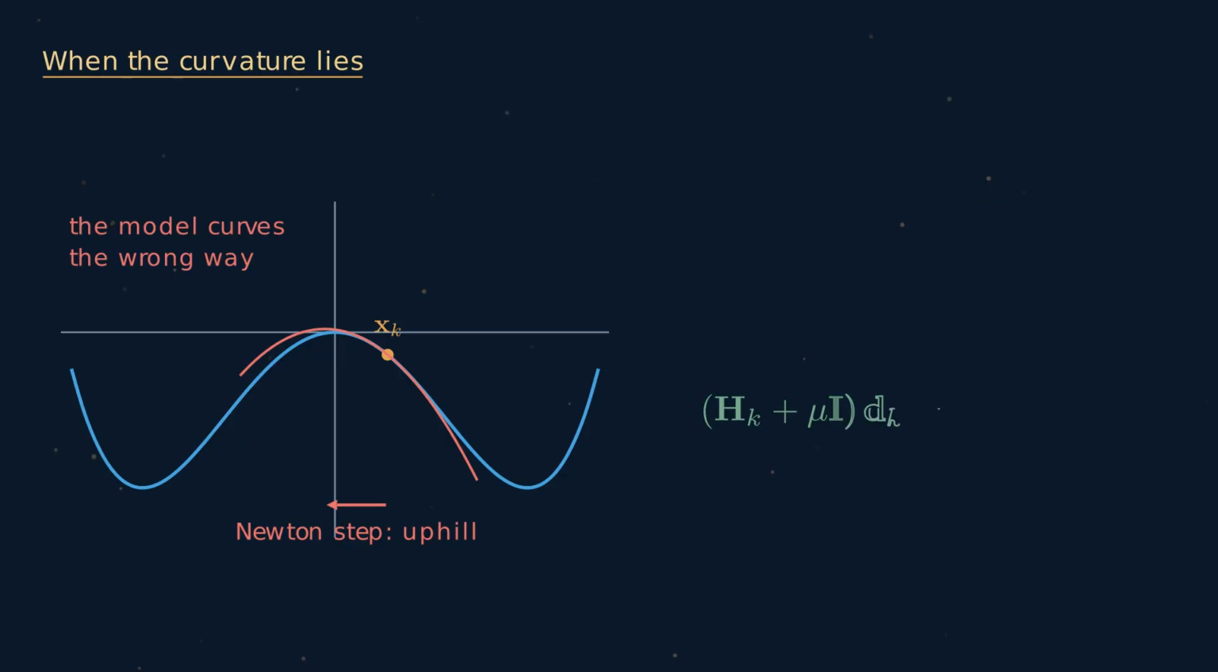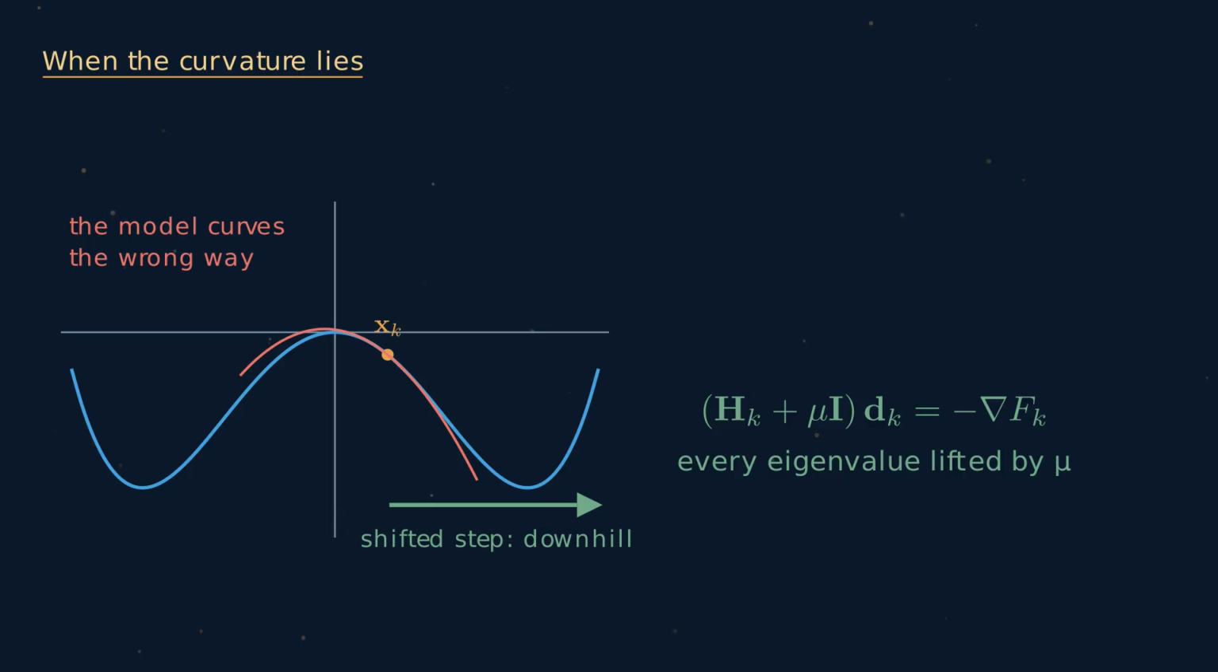The repair is almost embarrassingly simple. Add a positive multiple of the identity. That lifts every eigenvalue, forces positive definiteness, and the direction turns around and heads downhill again.